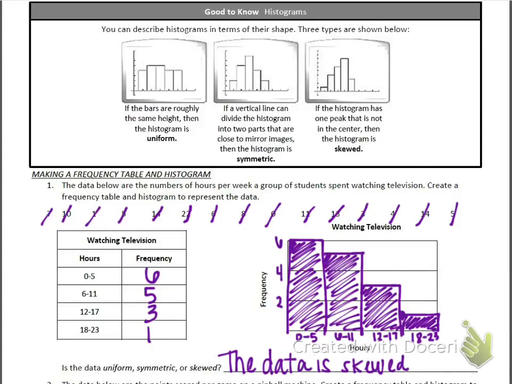In statistics, there is a lot of writing having to explain how you got what you got. Right now, the only thing I'm asking is that you tell me what the shape is. Okay? As we go further on, I'll ask for more explanation. But right now, you're just telling me the shape in a complete sentence. Okay? Not too bad? That's kind of all we're doing today.